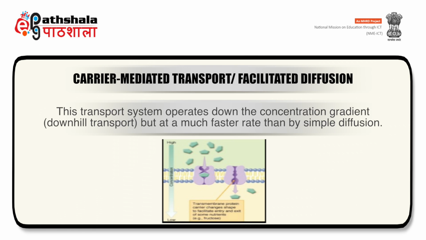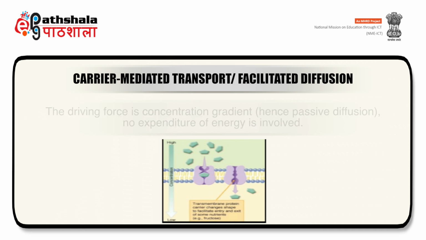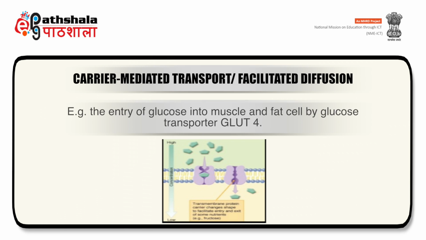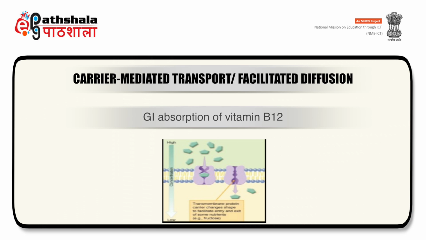This transport system operates down the concentration gradient, that is downhill transport, but at a much faster rate than by simple diffusion. The driving force is the concentration gradient, hence it is passive diffusion and no energy expenditure is involved. Examples of such transport are entry of glucose into muscle and fat cells by the glucose transporter, that is GLUT4, and also GI absorption of vitamin B12.